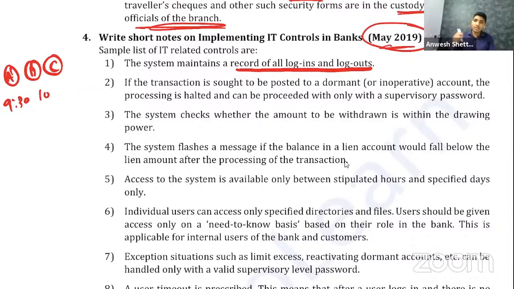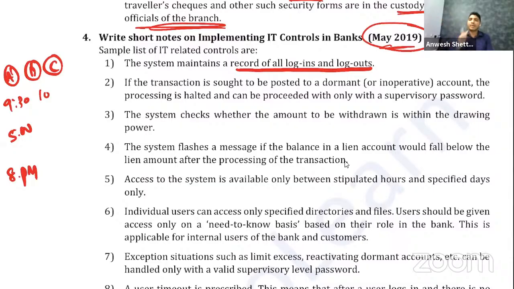Now, all this login, log out time should be recorded by the system. Who logged in at what time? Now, the question is why. Let us say banking hours are between 9:30 to 5 o'clock. Now, let us say one of your employees tried to log in at 8 p.m. Now, tell me, is it a normal transaction or is it a suspicious transaction?